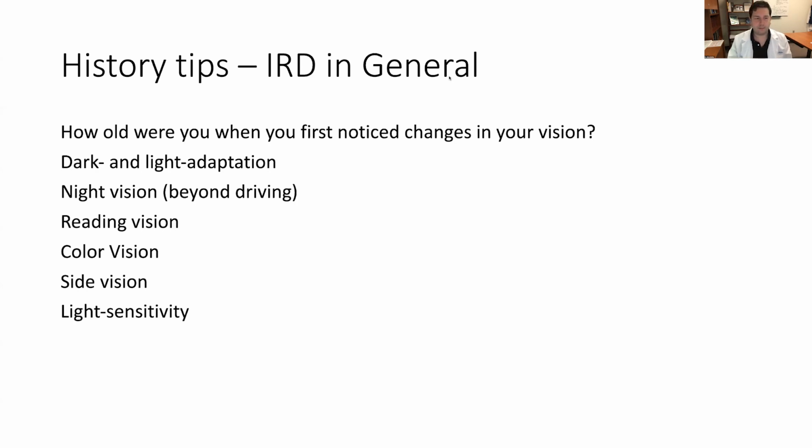Ask them about dark and light adaptation, night vision, their reading vision, of course. How's their reading speed? Are there gaps in words? Do they lose their place on the page? Do they have to adjust the light to read? Their color vision, their side vision, and their sensitivity to light. Are they more comfortable with their vision on bright sunny days or on overcast days? Or are they somebody who, when they work, likes to sit in a dark room with a spot of light?